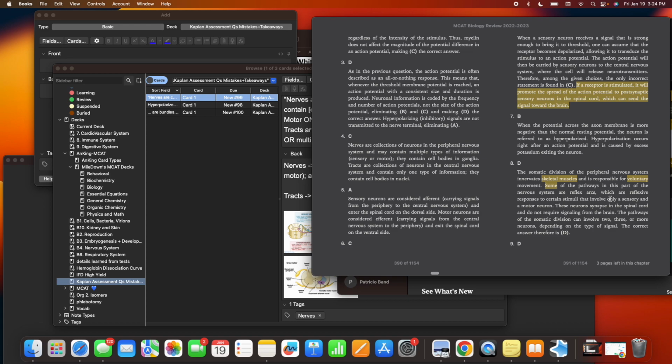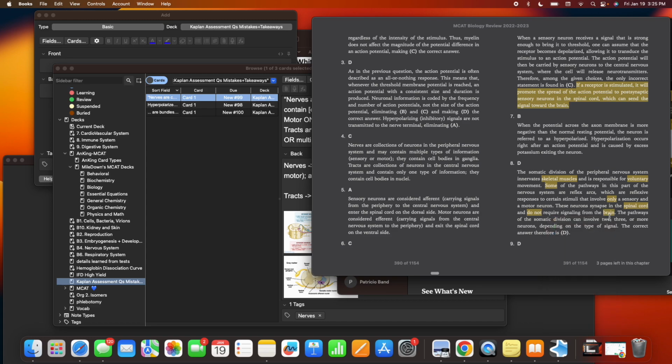They involve only a sensory neuron. These neurons synapse in the spinal cord. They do not require signaling from the brain. These are like 1 and 2.